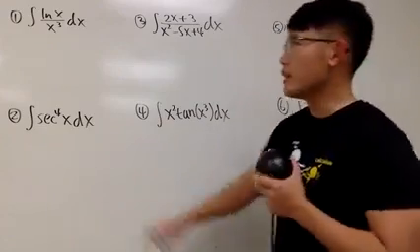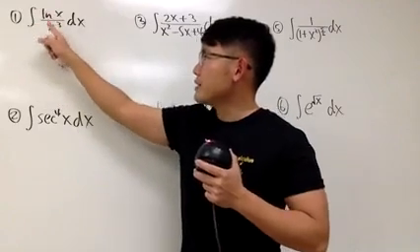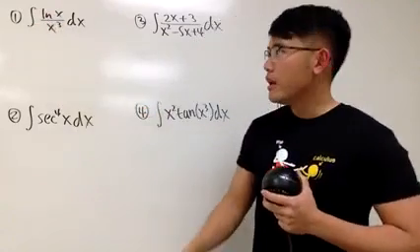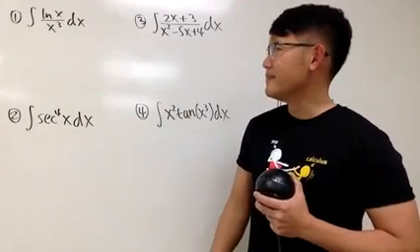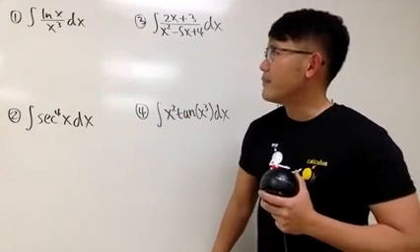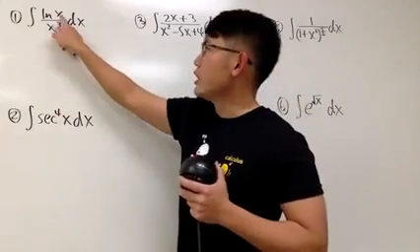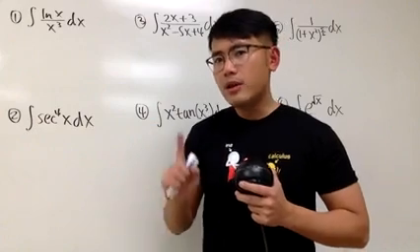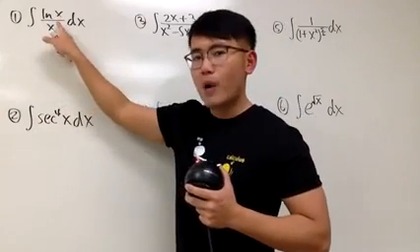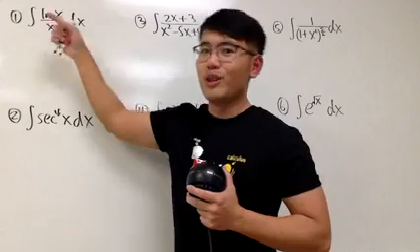Okay, so let's get started with the first one, the integral of natural log of x over x to the third power. First of all, u sub is not going to work. Let's see. I have pretty much two functions. The first one is natural log of x, and then the second one is 1 over x to the third power. I know how to integrate 1 over x to the third power. I know how to differentiate natural log of x.